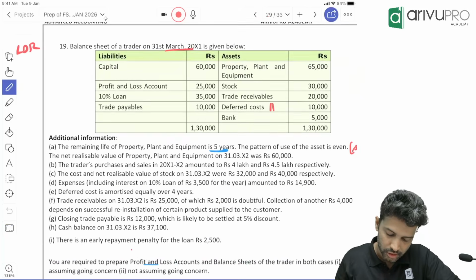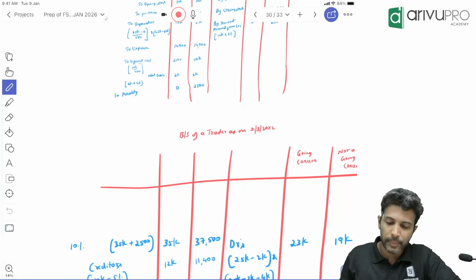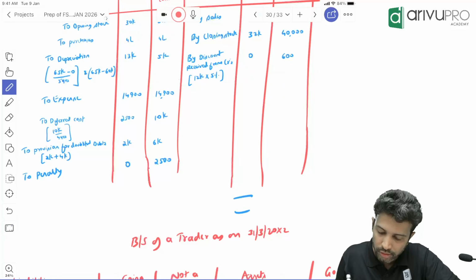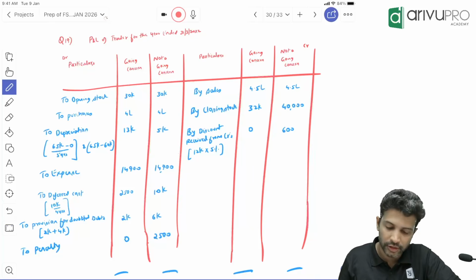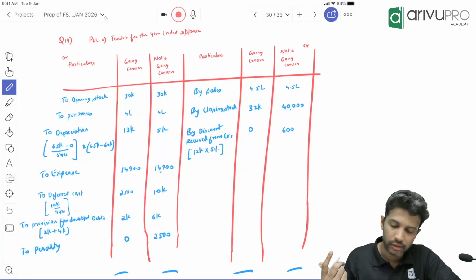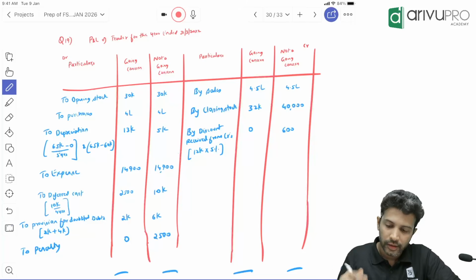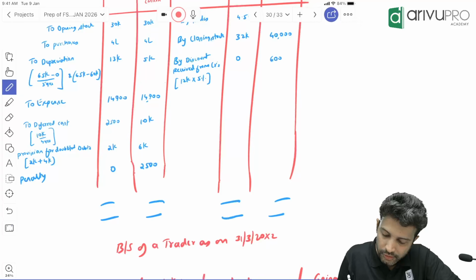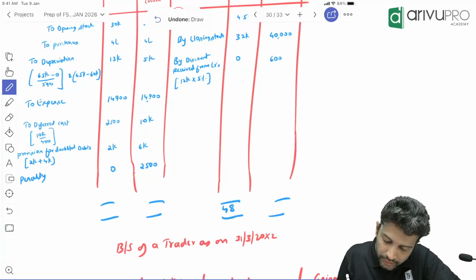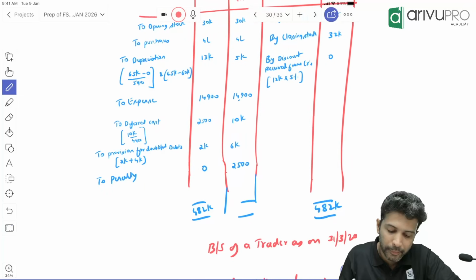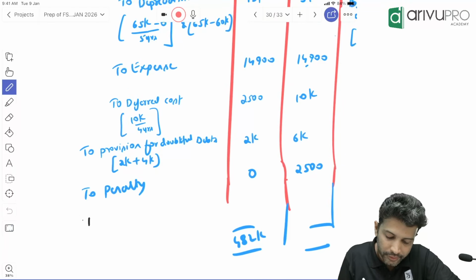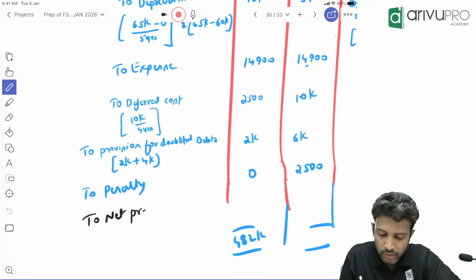Anything else? That's it. Now close your P&L first and tell me what is the total. Profit or loss? Which case are you telling me? If it is going concern, debit or credit side total? Which side is more? Credit is more. How much? 4 lakh 82,000. This side also should be 482. Is it 482 or are you getting a balancing figure? That is your net profit. So net profit arrived as balancing figure.